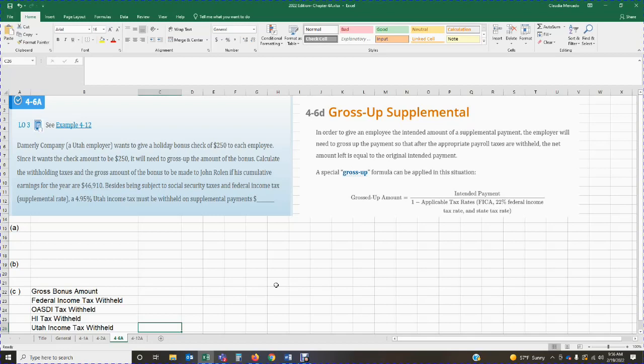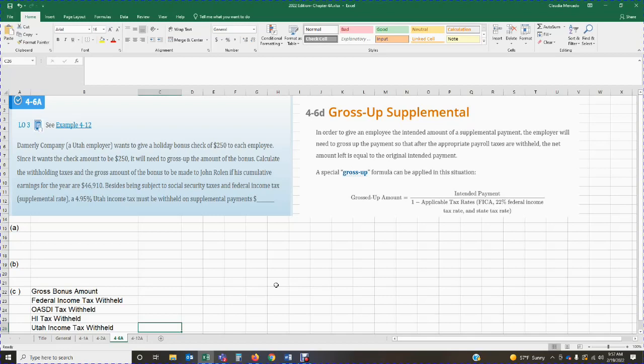Since it wants the check amount to be $250, it will need to gross up the amount of the bonus. So we can figure out how much I should actually pay, so that after all of my deductions, the employees will get a check for $250. We have to calculate the withholding taxes and the gross amount of the bonus to be made to John Roll if his cumulative earnings for the year are $46,910. That is very important to know because we need to know, has this employee gone over the OASDI cap? In this case, he has not. He has made way below the cap, so we don't have to worry about exceeding the cap for OASDI purposes.